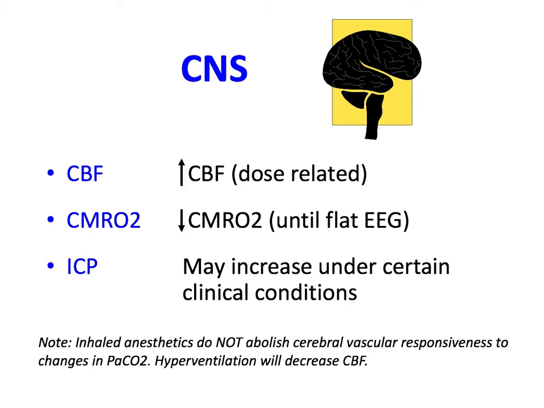For example, if you had a patient with a tight head, cerebral edema, cerebral bleed, or something like that, whose CO2 was increased and blood pressure was up, and they were under a volatile anesthetic, all those conditions could result in an increase in intracranial pressure. But note that inhaled anesthetics don't abolish the cerebral vascular responsiveness to changes in arterial CO2, such that if you hyperventilate a patient, drop their arterial CO2, that will decrease cerebral blood flow even in the presence of a volatile anesthetic.